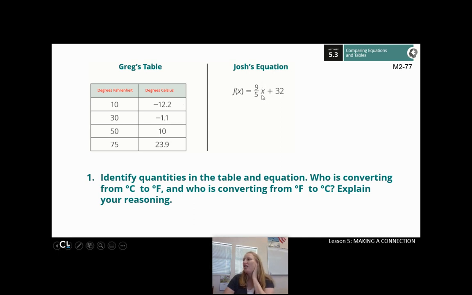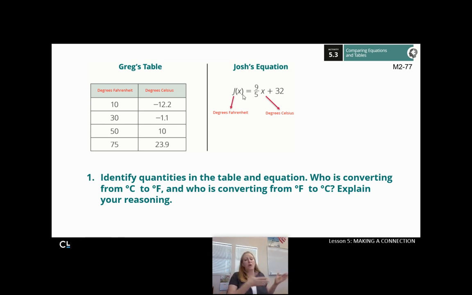This means that Josh's input should be Celsius and his output should be Fahrenheit. So the output of Josh's equation, J of x, should be degrees Fahrenheit, but that input, that x, should be degrees Celsius then. So this helps us out with several things. And that makes sense because if my input is 0, 0 times anything is 0 and I get 32. So if I input 0 degrees Celsius, I get an answer of 32 degrees Fahrenheit. This is good to know.